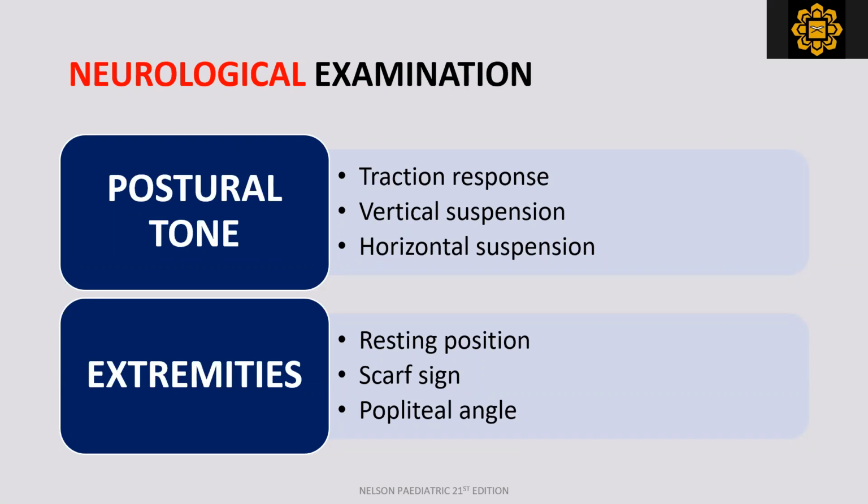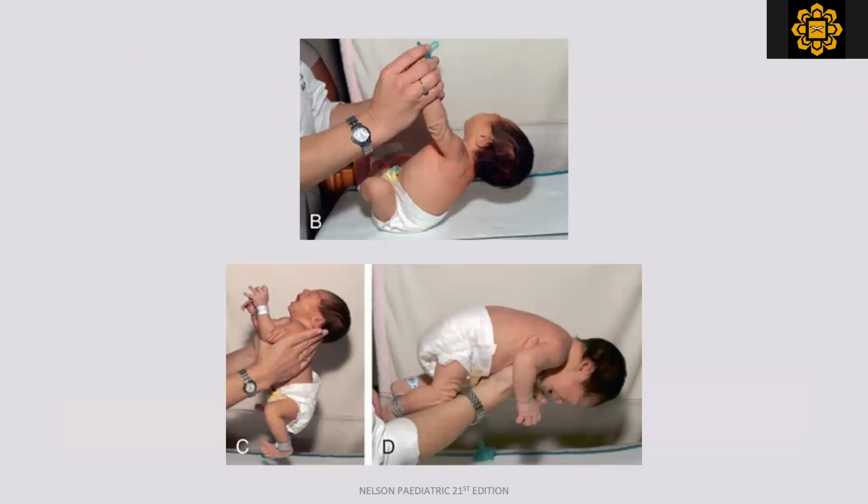And for the extremities, there are a lot of tests that we can do actually, but I would like to focus on the resting position, the scarf sign, and also the popliteal angle. For the resting position, as I have said before, look at the posture of the baby. So these are the postural tones that we can assess.